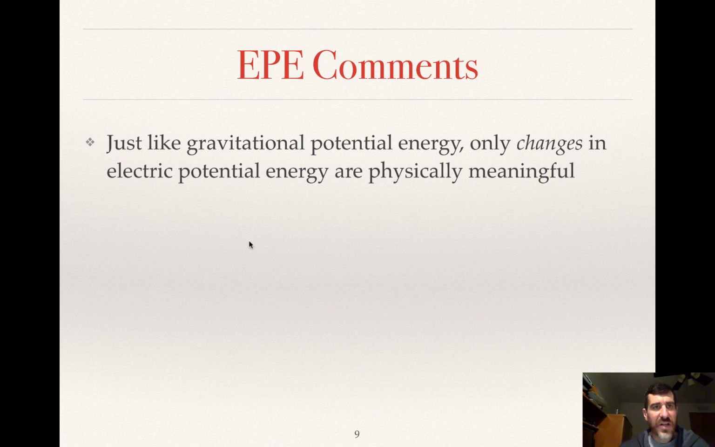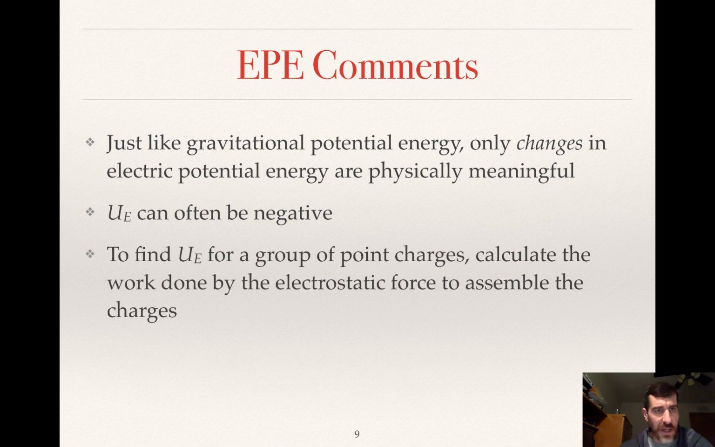So a couple of comments. If you remember, in a lot of respects, the electric potential energy works almost exactly like the gravitational potential energy, only we have charges instead of masses, and the directions are a little more complicated. But just like gravitational potential energy, only changes in electric potential energy are physically meaningful. And so this means that at some particular location, the electric potential energy can be negative, just like the gravitational potential energy can be negative. It just depends on where you define 0 to be.